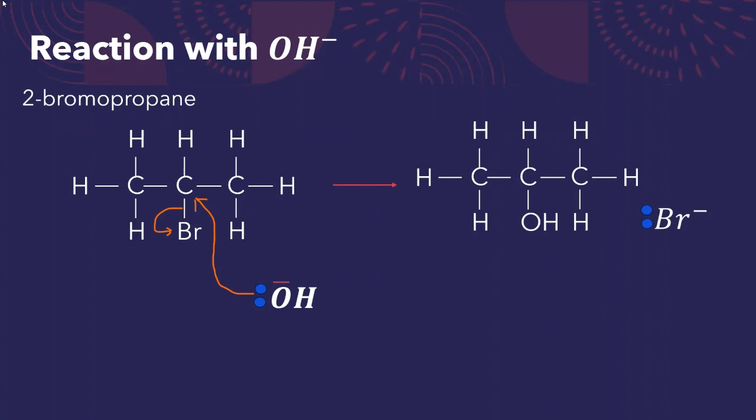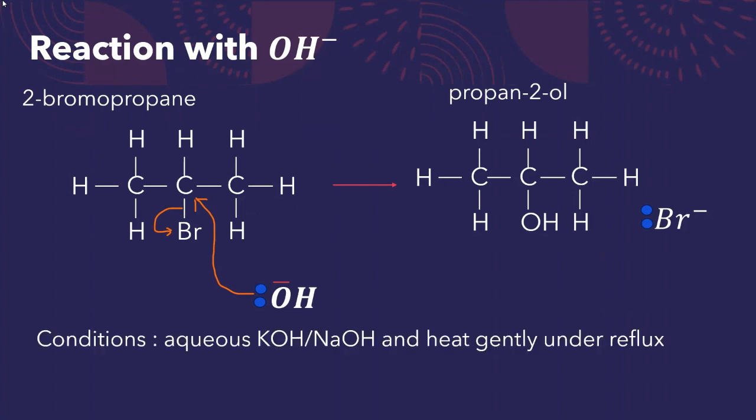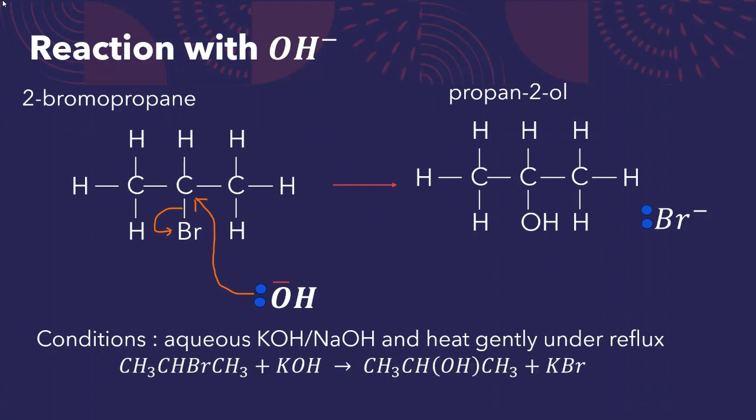and this reaction forms an alcohol. In this case, it's propan-2-ol. And the conditions are an aqueous alkali and reflux. And this is the equation.